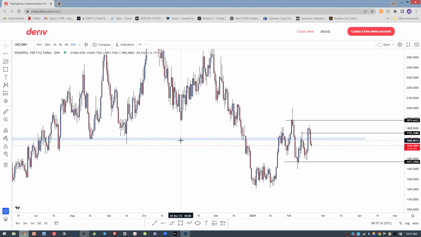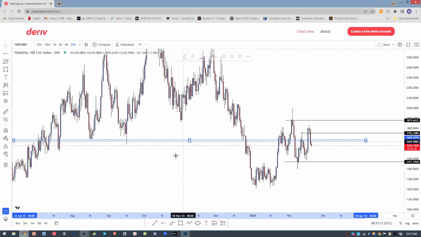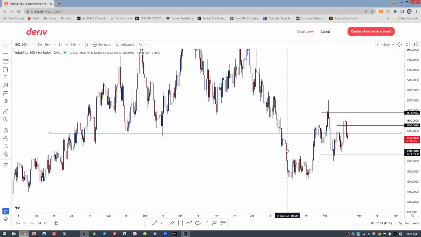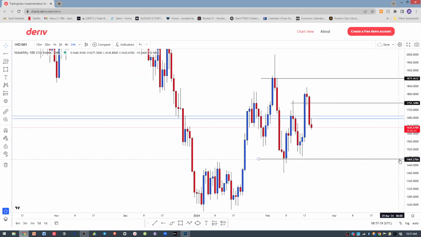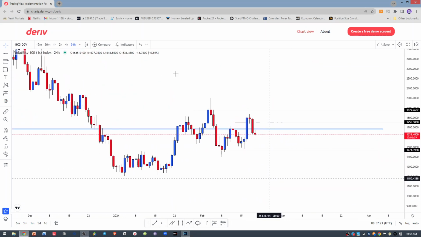Yeah, just fixing this. One, two, three. We have three bounces from here, and we can see currently price did run into that zone. So how would I call this trade?